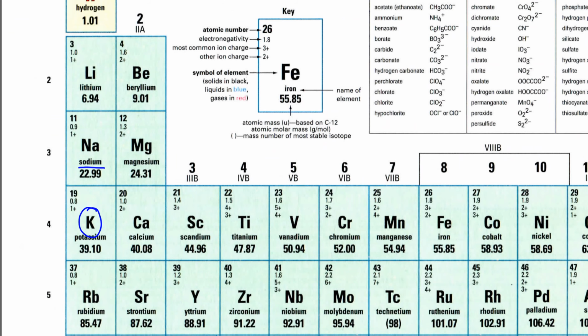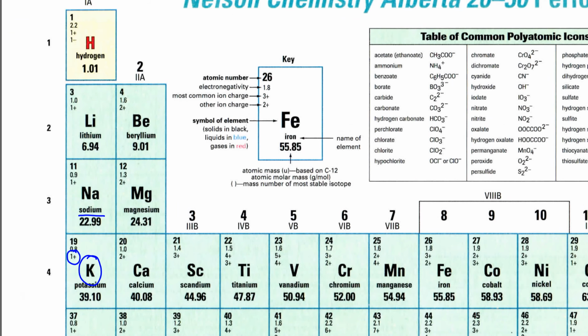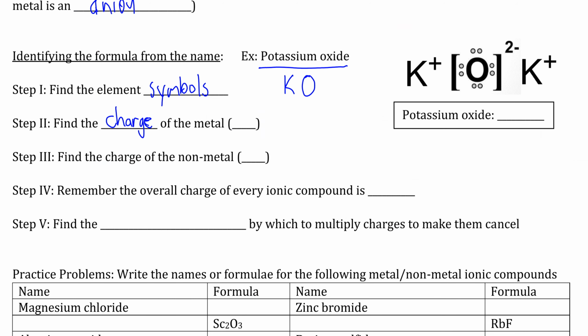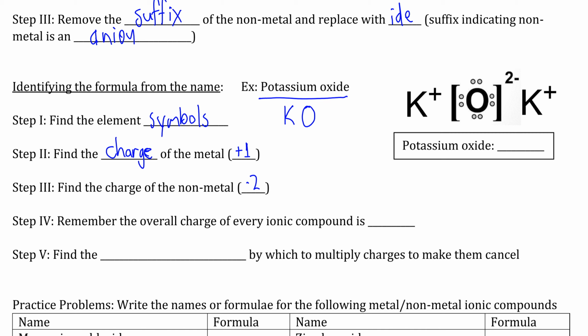If we go to potassium, we see that its charge is +1, and because potassium is an alkali metal, we know that it only has 1 valence electron, and if it loses 1 electron, that will give it a +1 charge. So the charge of the metal is +1, and the charge of the nonmetal is -2. Now, in an ionic compound, the way that we decide how many metal ions and how many nonmetal ions we have is that the overall charge of each ionic compound is always going to be 0, which means that the total positive charge and the total negative charge has to cancel each other out.